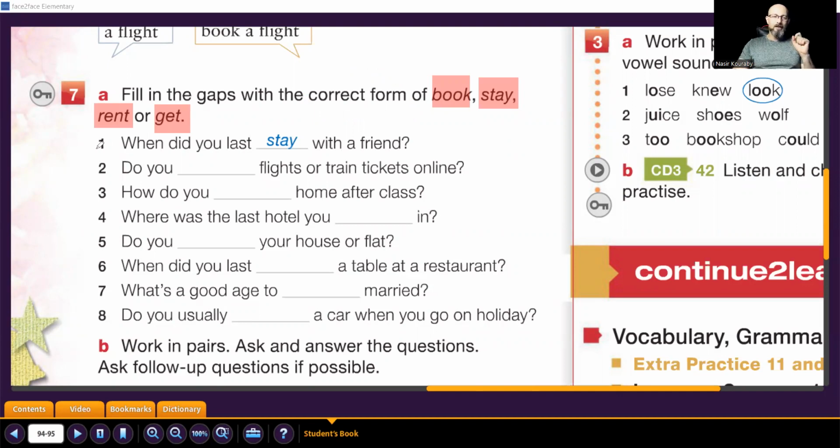Okay, for example, number 1, when did you last stay with a friend? Here we kept it stay because of did, so we needed the infinitive. Number 2, we say here, blank flights or train tickets online. So flight or train ticket, what do you do? Book. Very good. So we say book. Okay, so do the others again.